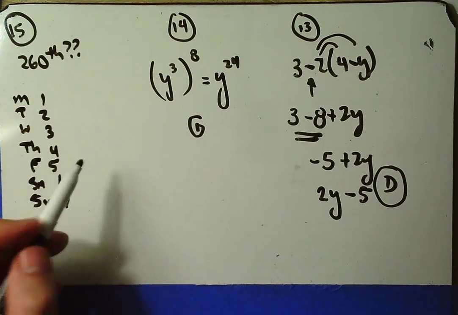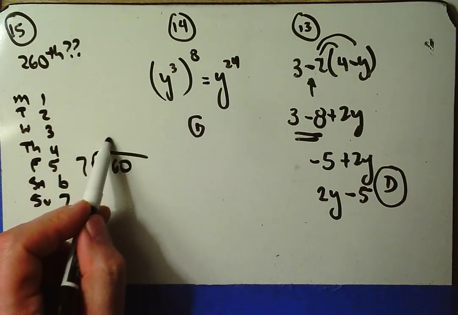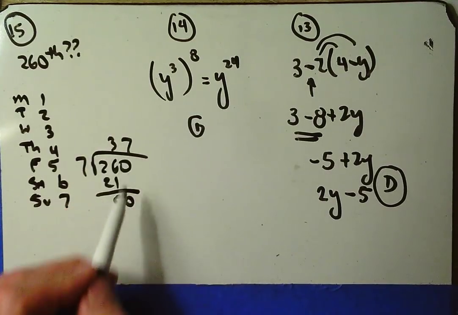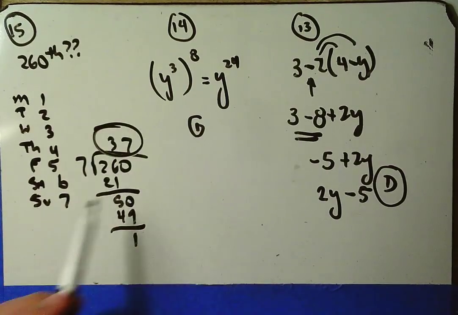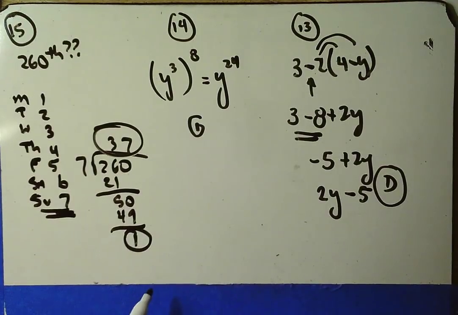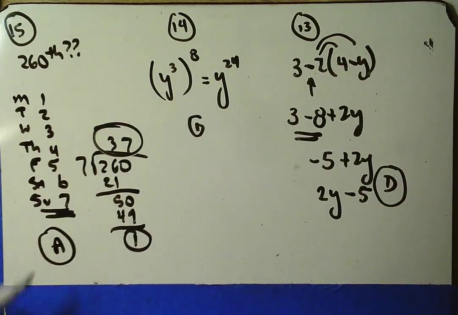a Sunday. So 260 divided by 7 goes 37 times, with a remainder of 1. Well, 37 weeks have passed, and that leaves us on a Sunday, but we're 1 day past Sunday, so this must be a Monday. The 260th day is a Monday, and that corresponds with A. 15 is A. All right, let's take a look at 16.